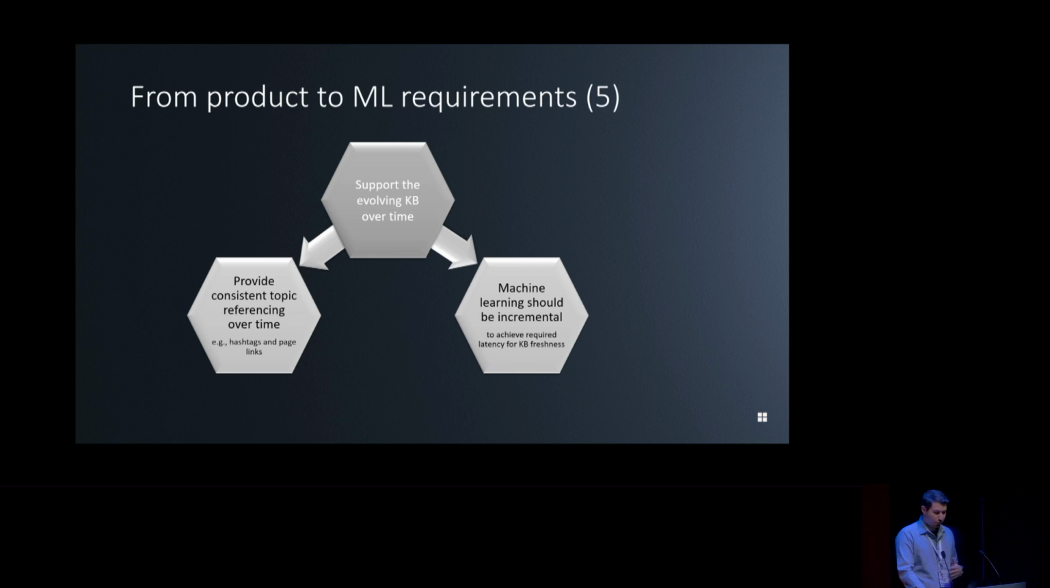So this also means that you can't really use a batch process because it's very slow. So you have to support incremental learning in your machine learning model as it evolves over time.